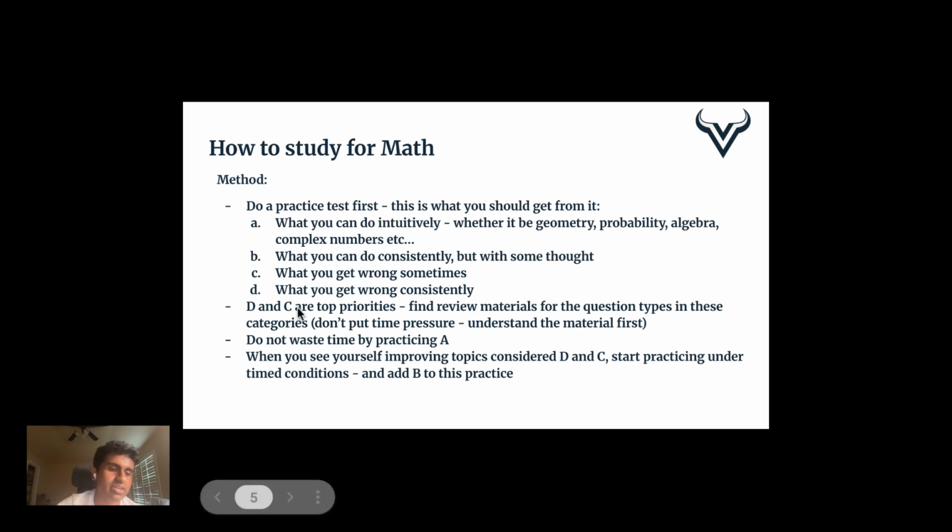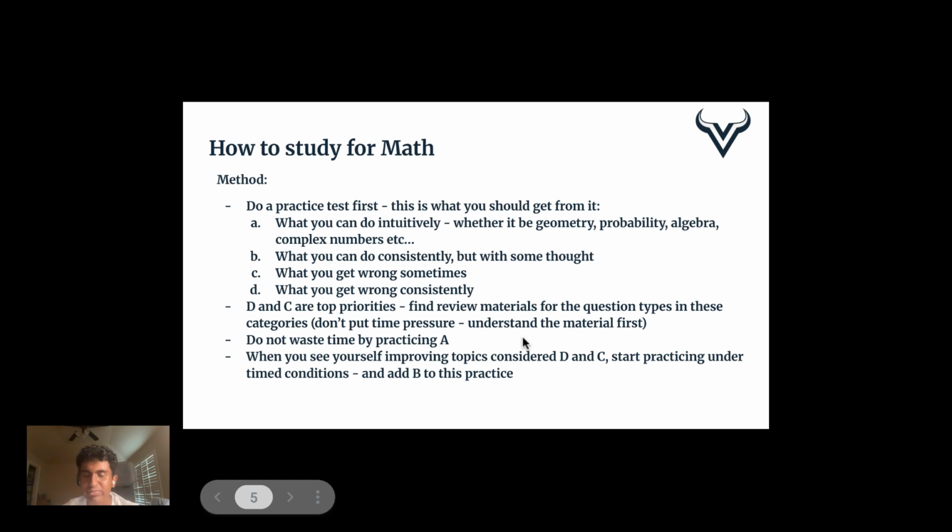And then bracket C is what you get wrong sometimes. It's about 75 to 80% accuracy. Out of 5 questions, you might get one wrong. It's not a bracket that you're too worried about, but you also don't want to be making that many mistakes in that particular bracket or concept, because you want to score as high as possible, right? So you want to look out for that. And then D is obviously the most worrying, what you get wrong consistently. So D and C are top priorities.